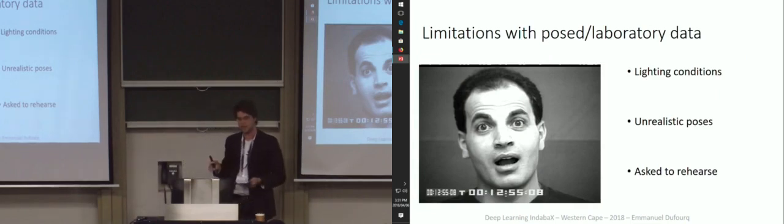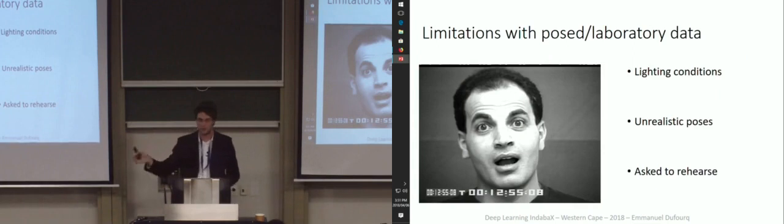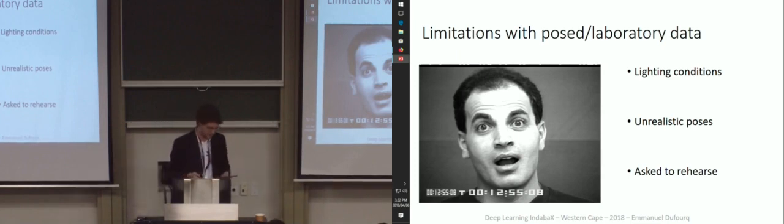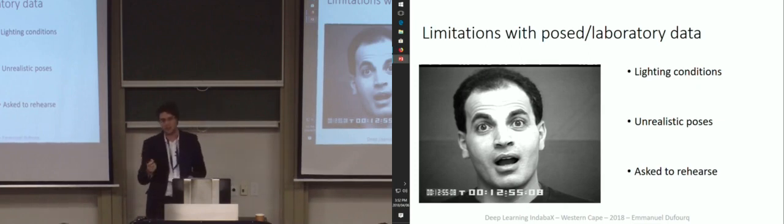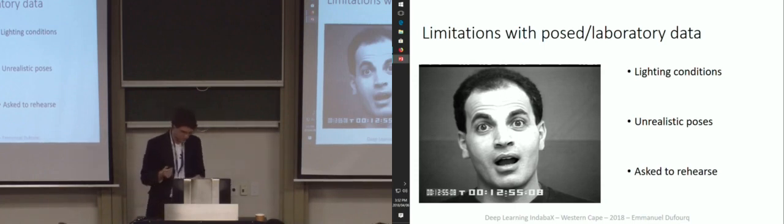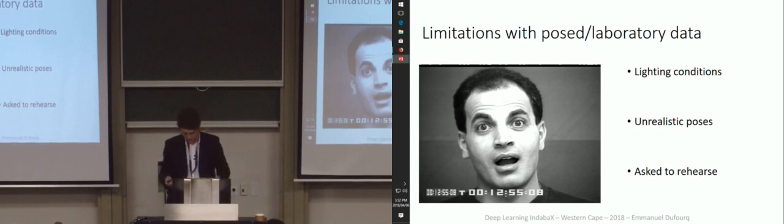So in these posed data sets, there'll be a photographer and multiple lighting sources, and the lighting will remain constant, so it's generally good lighting. This is not the case in realistic images. The other limitation is the unrealistic poses that people use in these data sets. In one of the data sets, they used amateur actors and asked them to rehearse ahead of time. So incredibly unrealistic. All of these aspects do not reflect realistic images in an uncontrolled environment.